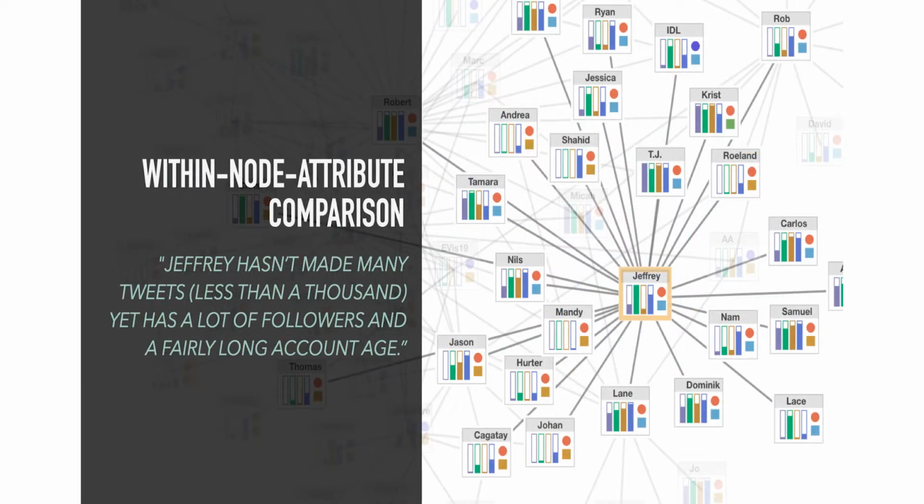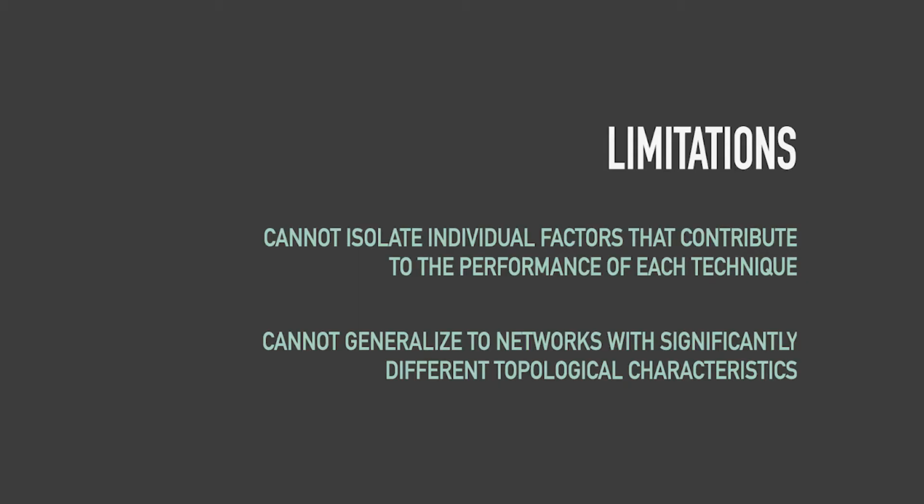Another common insight type with node link diagrams are those that relate to the comparisons of attributes within a single node. This participant notes that despite few tweets, this person had several followers and a long account age. Our study also has a few limitations. First off, our comparison of two complex systems makes it impossible to identify individual factors that contribute to the performance of the techniques. For example, we do not know whether it is interactive sorting or the encoding in aligned bars that leads to attribute-related insights in the adjacency matrix.